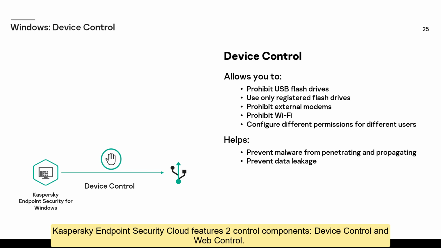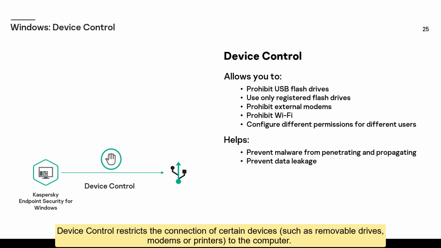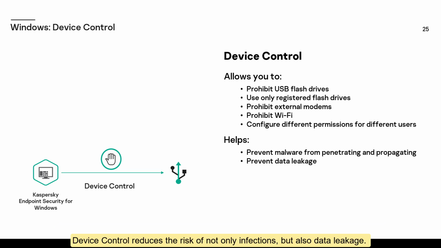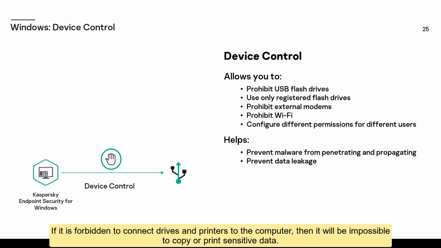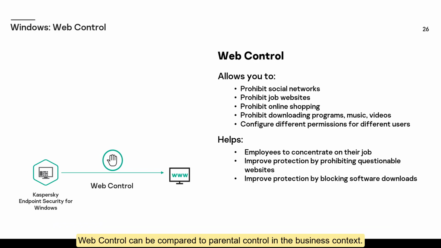Kaspersky Endpoint Security Cloud features two control components: device control and web control. Device control restricts the connection of certain devices, such as removable drives, modems, or printers, to the computer. Device control reduces the risk of not only infections, but also data leakage. If it is forbidden to connect drives and printers to the computer, then it will be impossible to copy or print sensitive data. Web control can be compared to parental control in the business context.